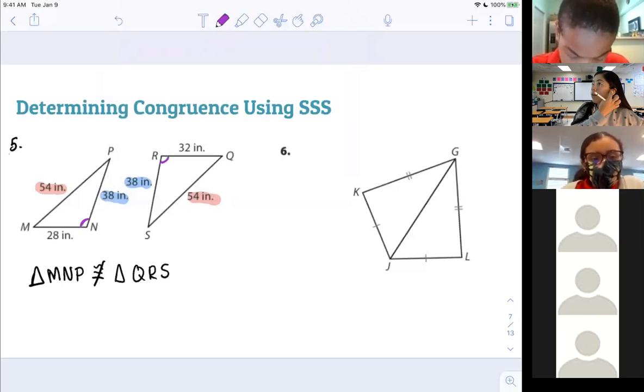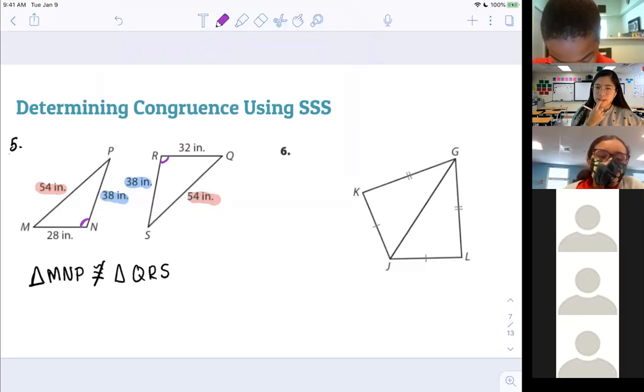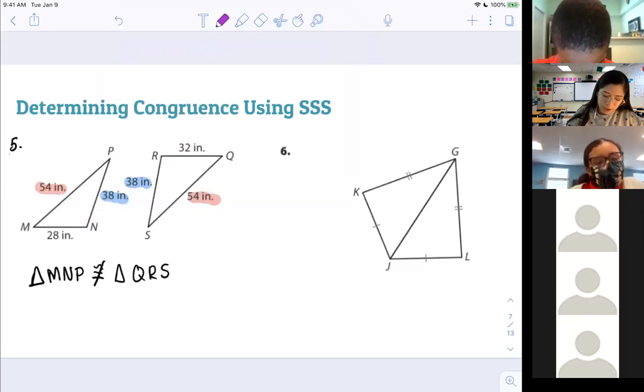Well, remember, it has to be SAS with the angle in between. It would be M. Which one is in between the red side and the blue side? P. Yeah, P. It would have to be this angle and this angle, P and S. So if that was true, then yes, they would be congruent. But since we know that the third side doesn't match up, we know they're not congruent. So these do not pass the SSS test.